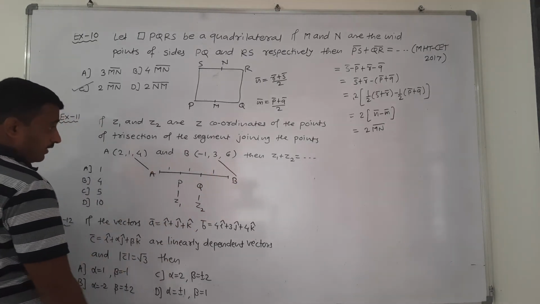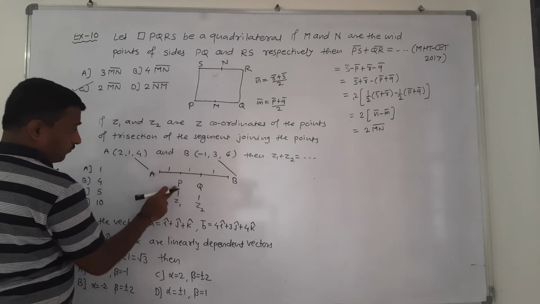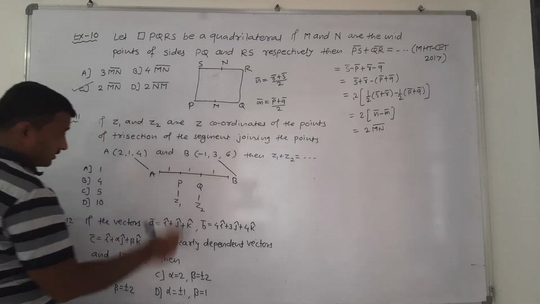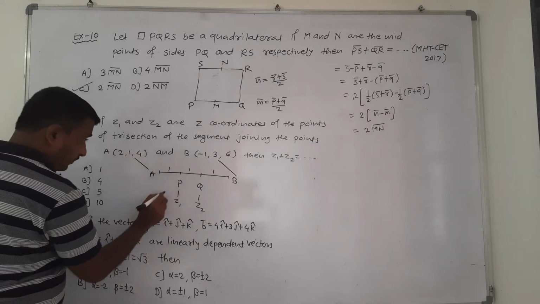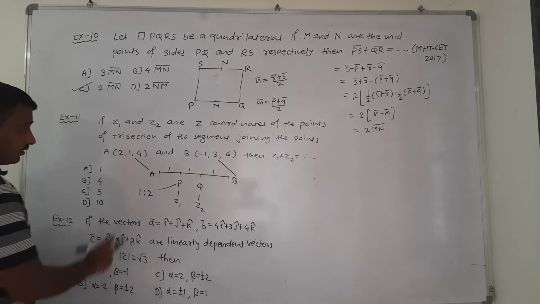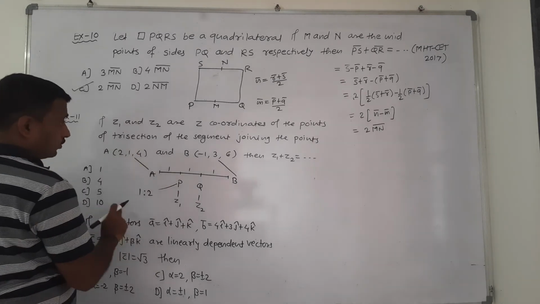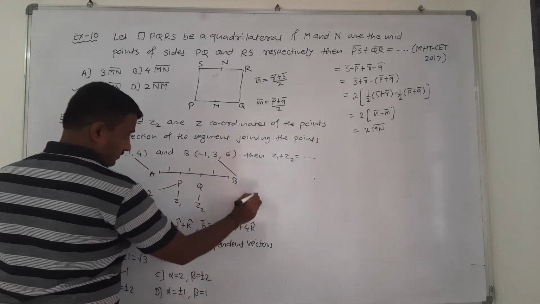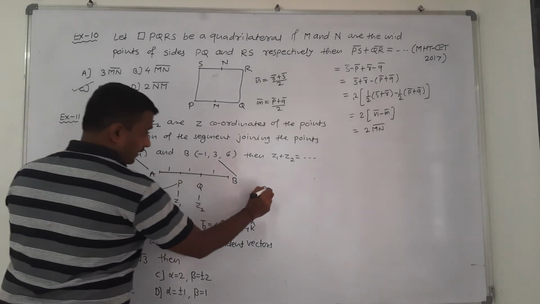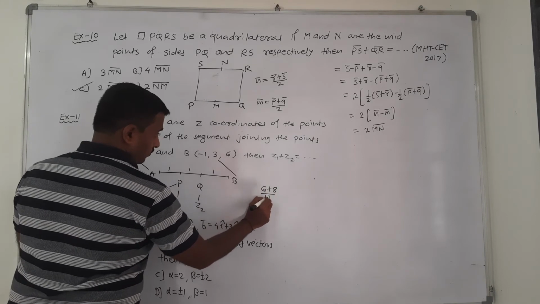Now check the Z coordinates. Therefore, for P, it is 1 as 2. Here a 1, here a 2 distance, 1 as 2. Therefore, the Z coordinate Z1 is 1 into 6, that is 6, plus 2 into 4, which is 8, upon 1 plus 2.